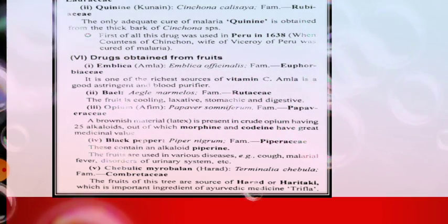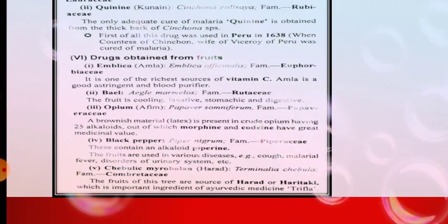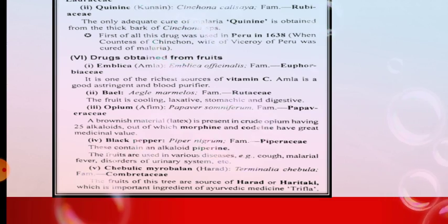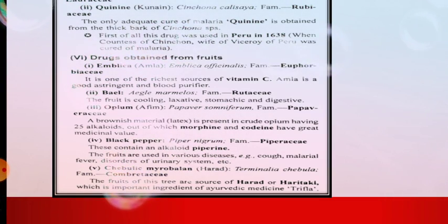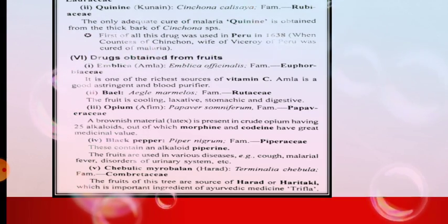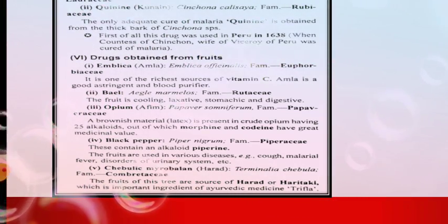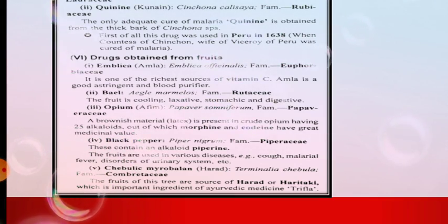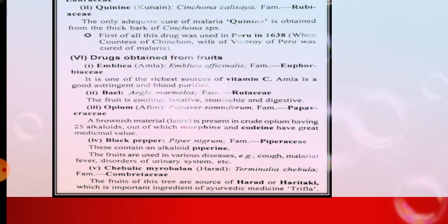Then comes black pepper. The scientific name is Piper nigrum, and it belongs to the family Piperaceae. It contains an alkaloid, piperine. The alkaloid found in black pepper is piperine, and the fruits are used in various diseases like cough, malaria, fever, disorders of the urinary system, and all those things.